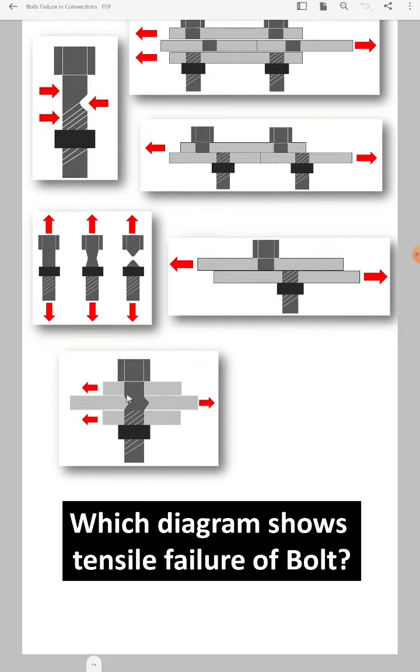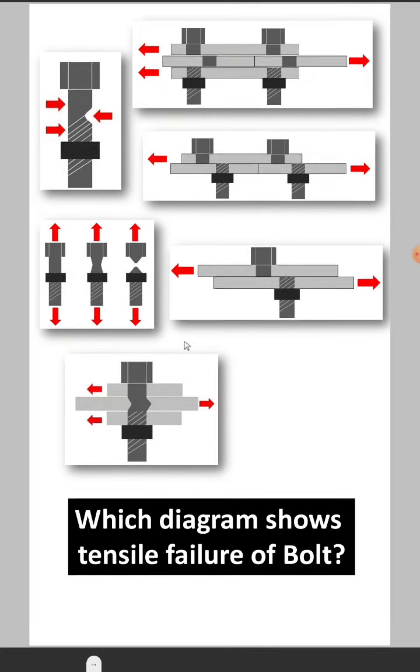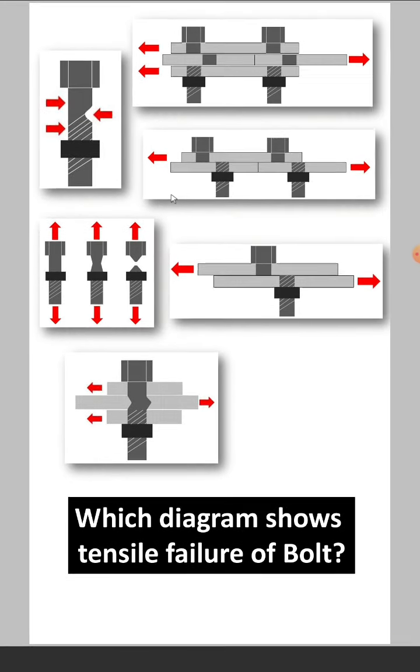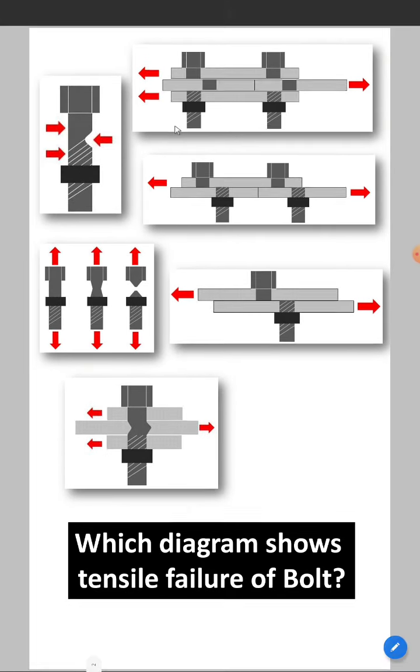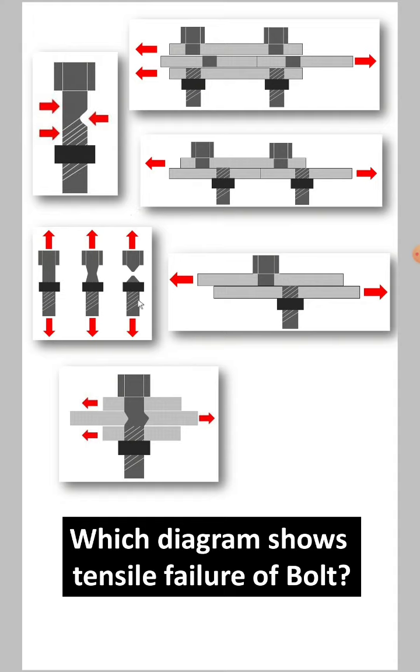Let's try to click other pictures. So this is not responding. This is not going to respond because we are clicking some other option here. When the question is asking which diagram shows tensile failure of the bolt, let's try clicking this one. Let's click this diagram, then we can see that it leads us to the next question. Okay, 3, 2, 1, click.